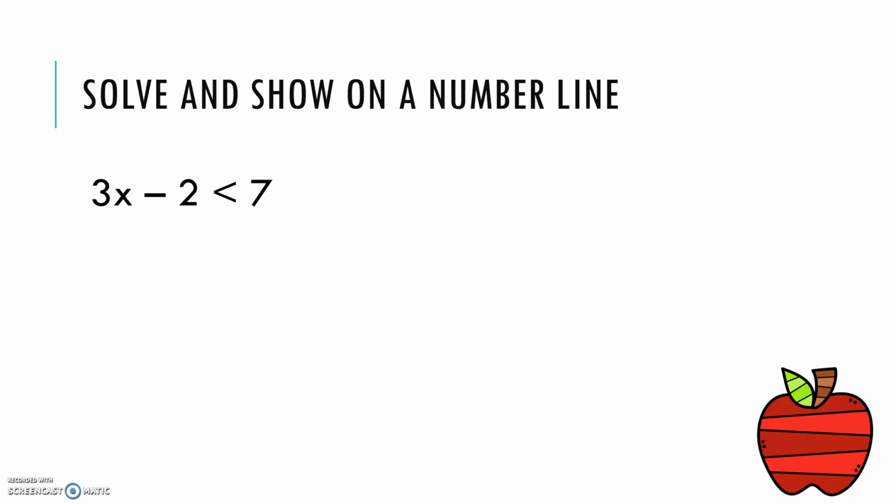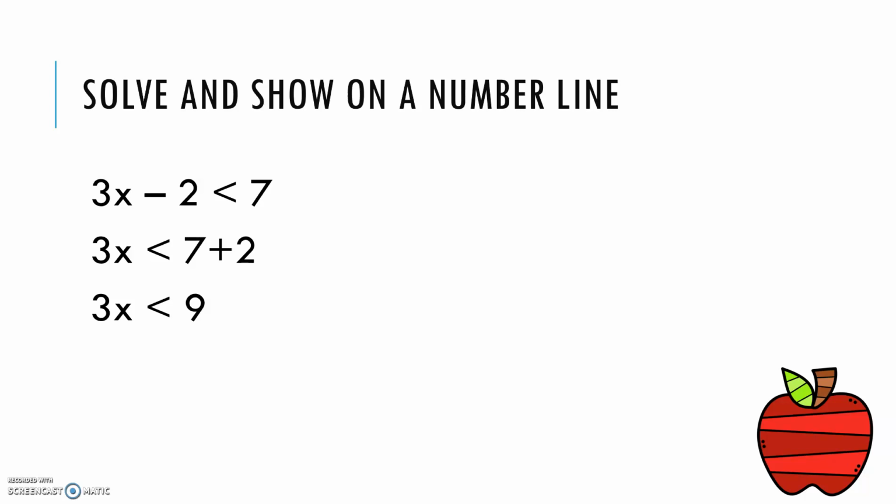But now let's get into this question. Solve and show on a number line. Remember our inverse operations that we use with linear equations? We're going to use those same set of skills to solve this linear inequality. So 3x minus 2 is less than 7. My first step, we're going to add 2 to both sides. So that looks like 3x is less than 7 plus 2. 3x is less than 9.